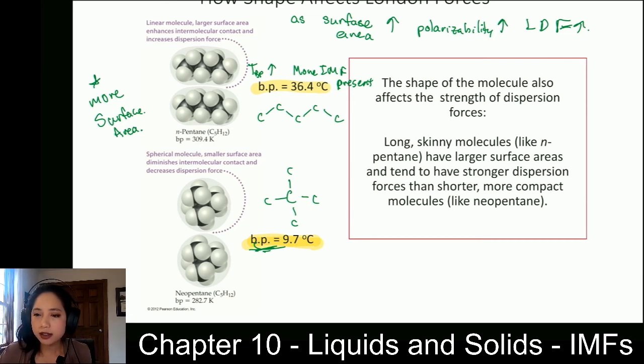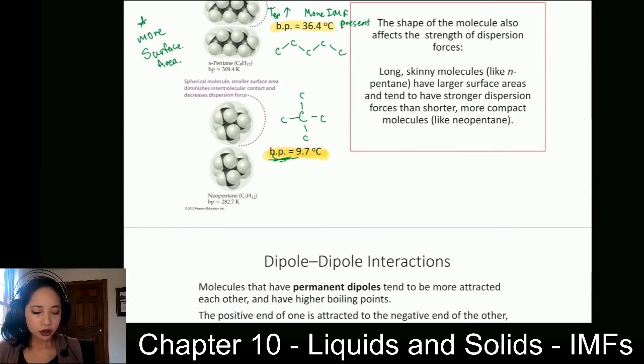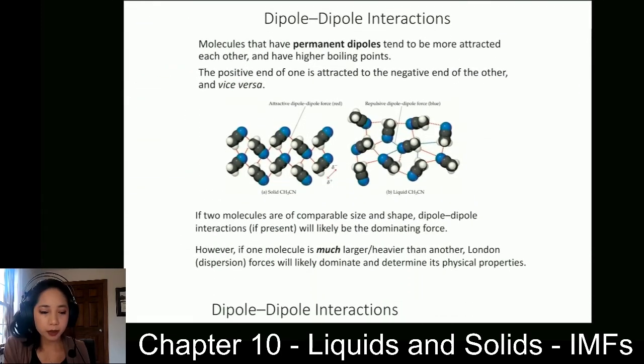All right, so that summarizes London dispersion forces. Again, important in nonpolar molecules. Pentane, in this example, is nonpolar because bonds between carbon and hydrogen fall in our covalent type of bonds. So these are nonpolar molecules. So let's look at the next type of intermolecular force, and that is dipole-dipole interactions.